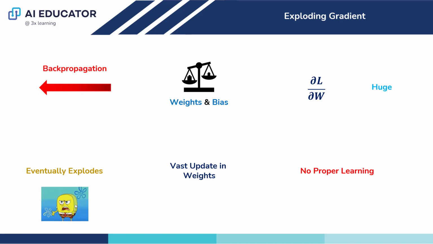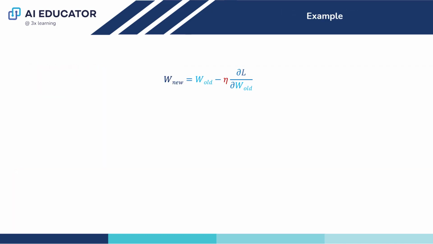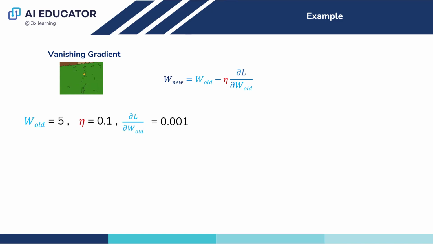Let us understand the vanishing gradient and exploding gradient with a small example. First, let us look into the vanishing gradient. Consider W old is equal to 5, my learning rate is 0.1, and I have rate of change of loss with respect to weight which is 0.001. Now my new weight will be W new is equal to 5 minus 0.1 into 0.001, which will give me 5 minus 0.0001, which will give me a value of 4.999, which is approximately equal to 5.